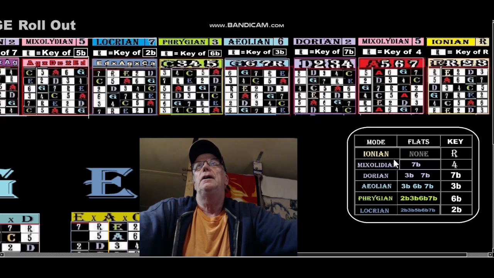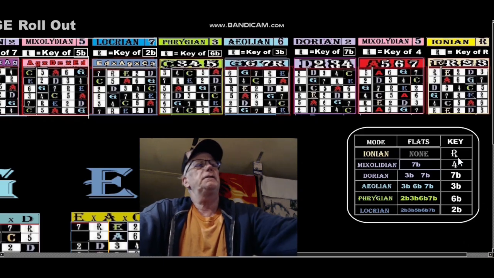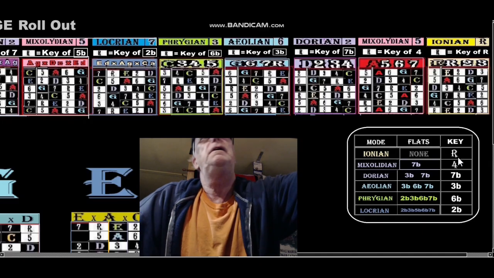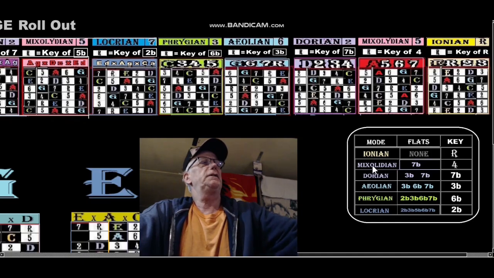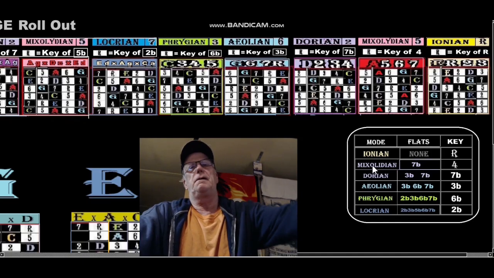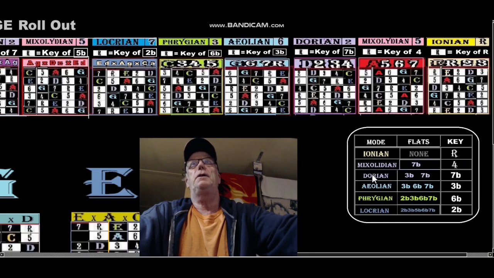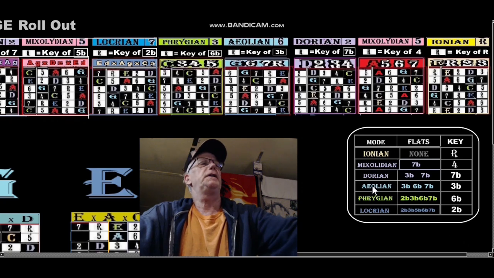Ionian, Mixolydian, Dorian, Aeolian, Phrygian, Locrian, okay? No flats in the Ionian. Okay? One flat in Mixolydian. Okay, one flat in Dorian, two flats in Dorian. Three flats in Aeolian. Four flats in Phrygian.